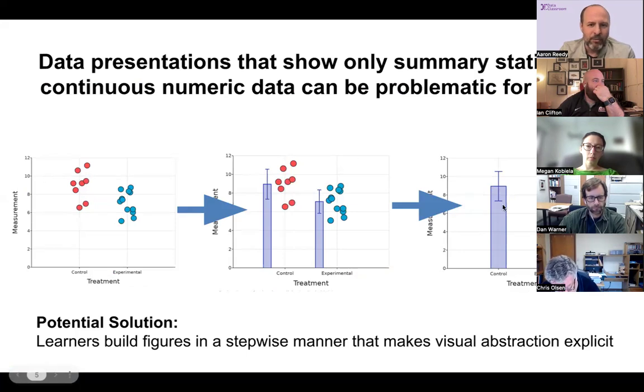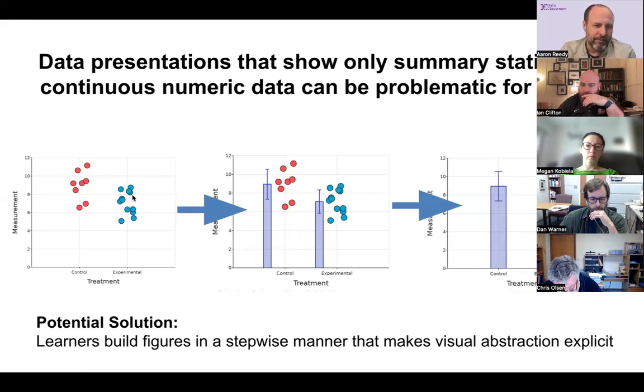Some problems that we try to address with the tool that I think are different than other data or statistical tools that students might use. One of these problems is that data presentations that show only summary statistics, like the bars in the far rightmost panel, can be problematic for learners because they can obscure the variance that lies behind those bars.